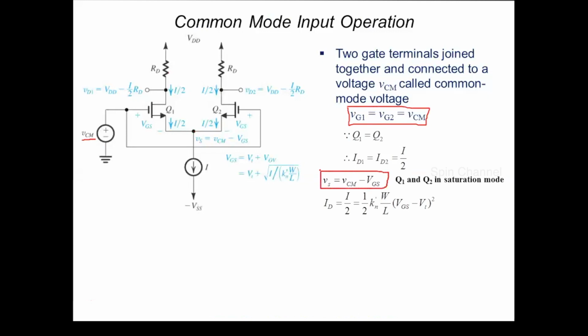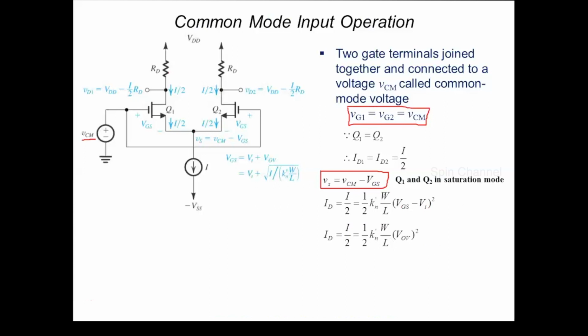We know that both the transistors Q1 and Q2 operate in saturation mode and conduct all the time. So the drain current, which is I by 2, is equal to half Kn dash W over L into VGS minus VT squared. This is the expression for drain current in saturation mode, equal to the drain current of each MOSFET, that is I divided by 2. Here VGS minus VT is the overdrive voltage, so this is equal to half Kn dash W over L into V overdrive squared.